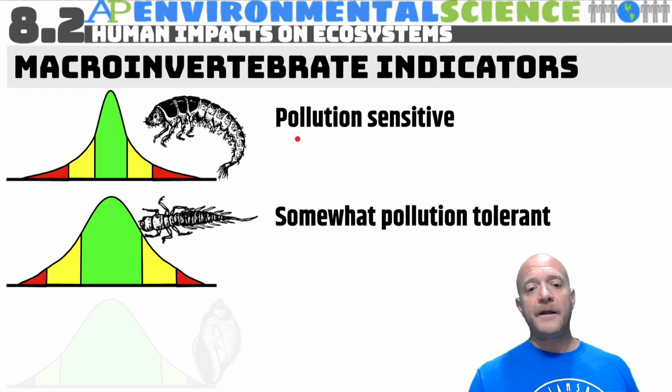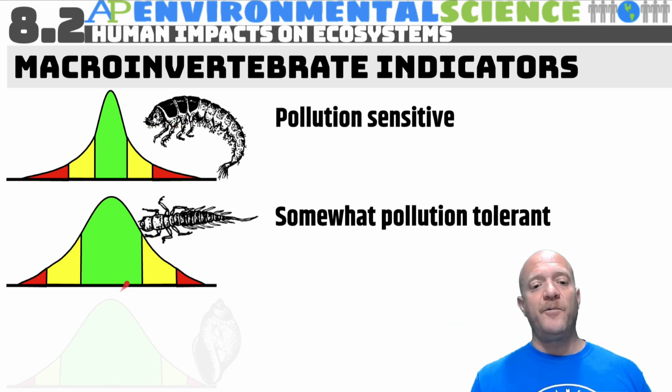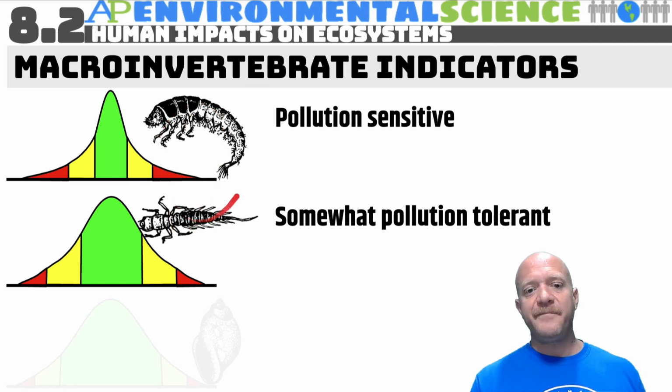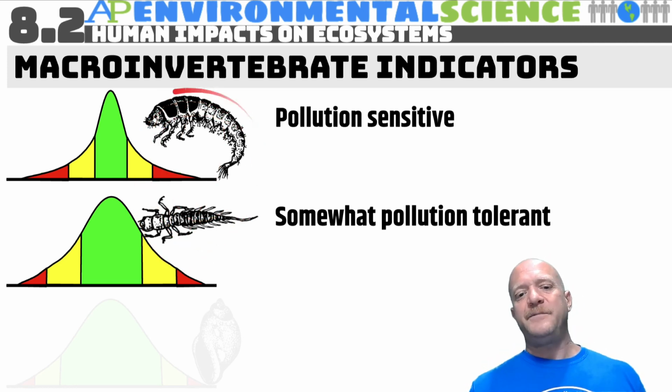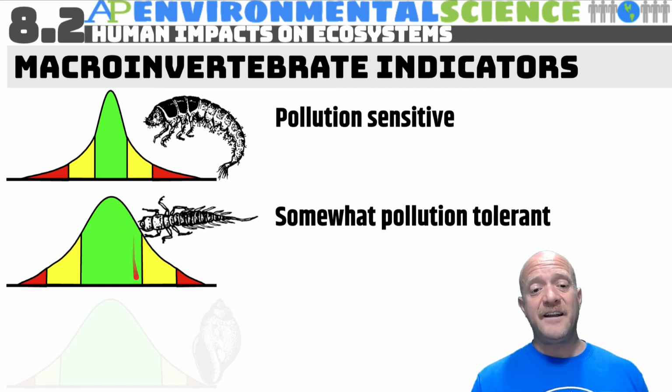Now, when you have an organism that is somewhat pollution tolerant, they have a little bit wider range of tolerance. So they can live somewhere where there's going to be maybe more turbidity. And typically, these organisms are probably not going to be living together, because the pollution sensitive organisms are pretty good at living in this area. So if you have one that's somewhat pollution tolerant, chances are it's going to be somewhere in one of these areas, not necessarily in the middle, because then you would have other organisms that are living there.